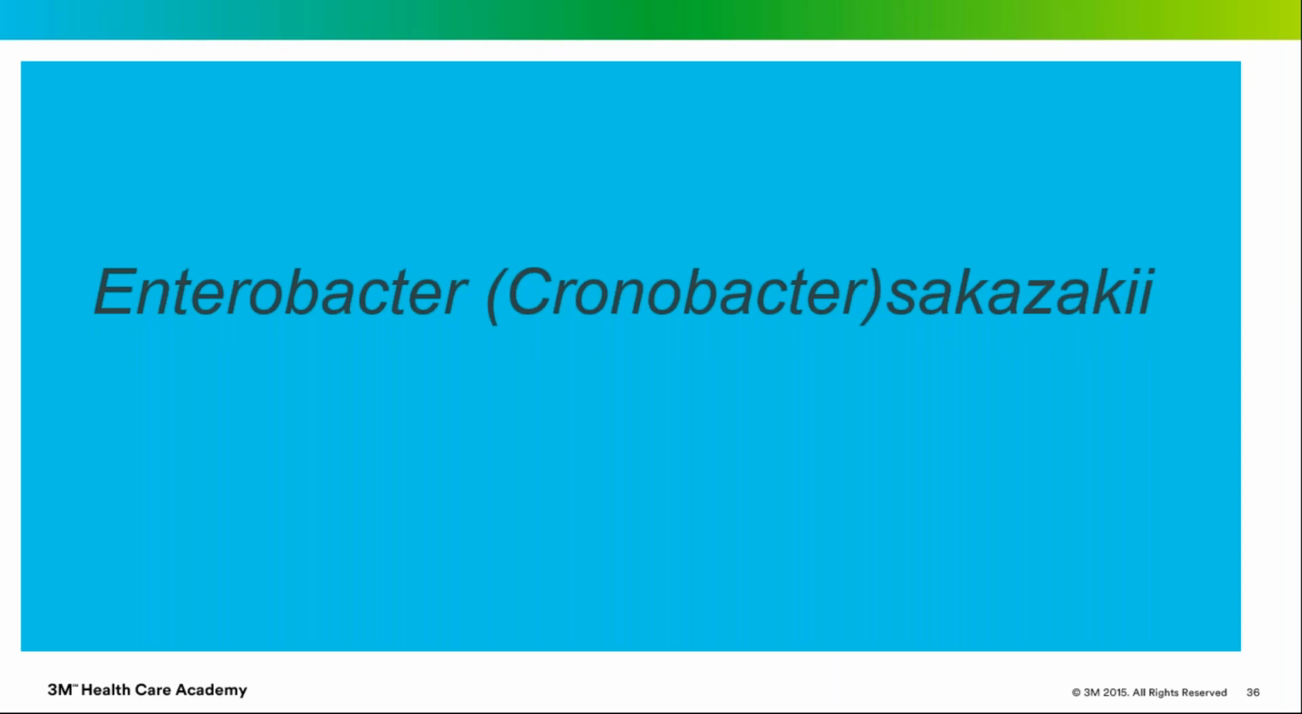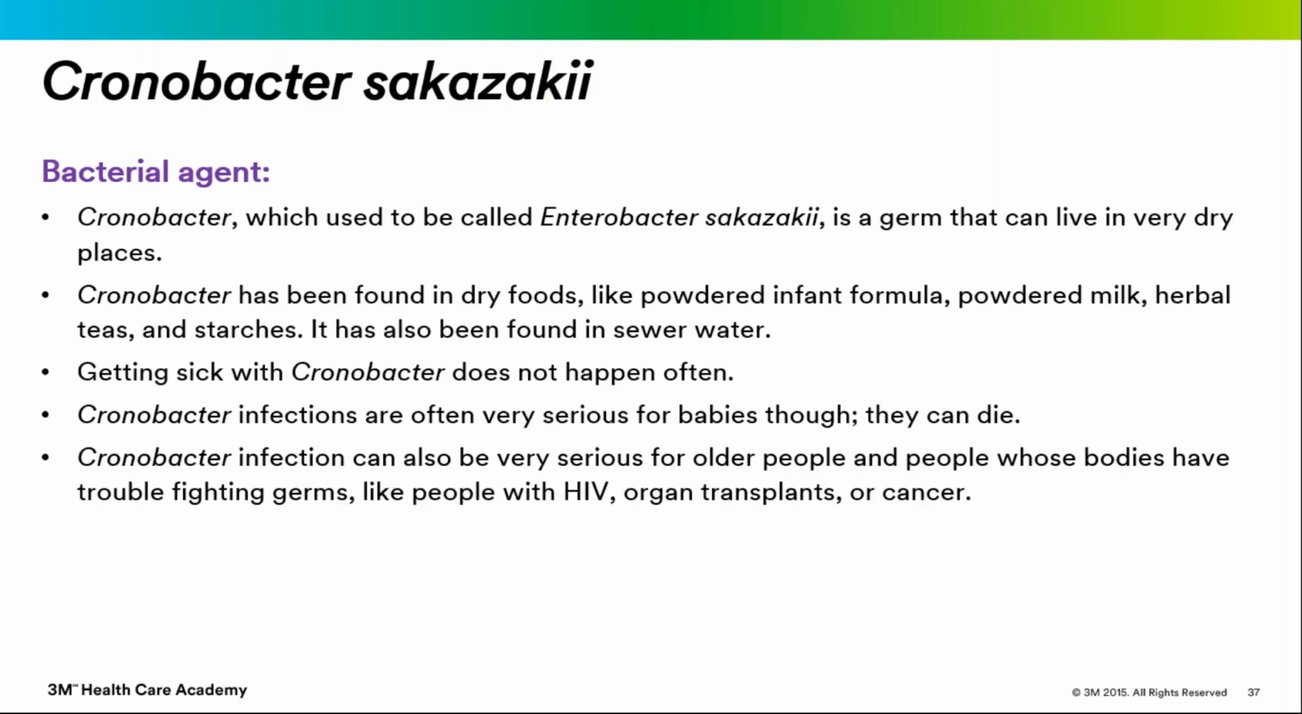Next organism which we are going to discuss is Enterobacter sakazakii, or the new name is Cronobacter sakazakii. Cronobacter, which used to be called earlier Enterobacter sakazakii, is a germ that can live in very dry places. This is found in dry foods like powdered infant formula, powdered milk, herbal teas, and starches. It has also been found in sewer waters.